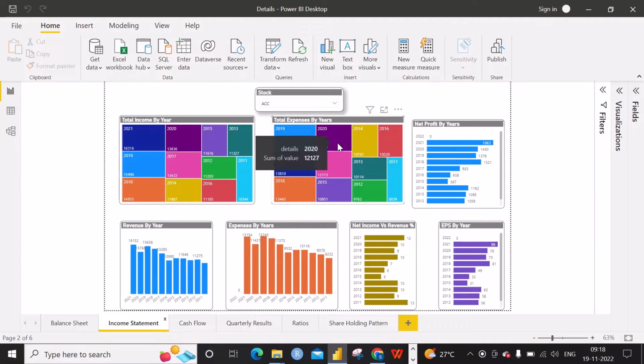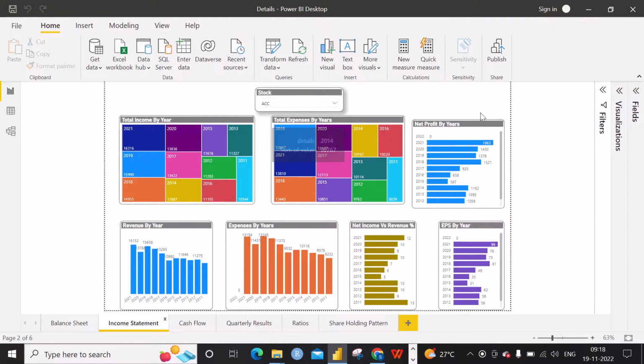Likewise, the total expenses also increased from 2020 to 2021, but the rate of increase is not as much as total income. Anyhow, in another application we will see the rate of change, where we can easily compare the rate of change of expenses and the rate of change of total income.